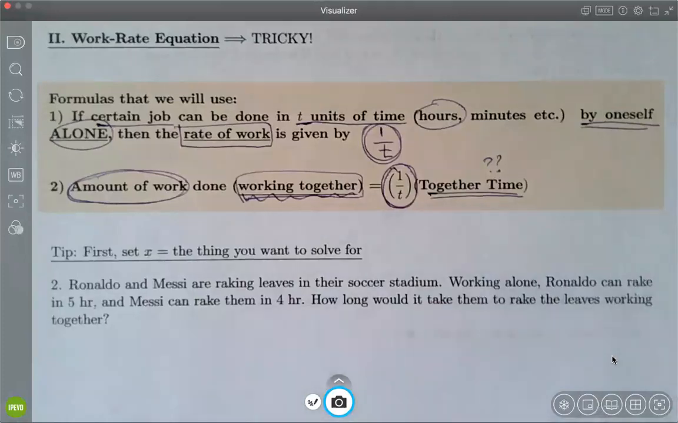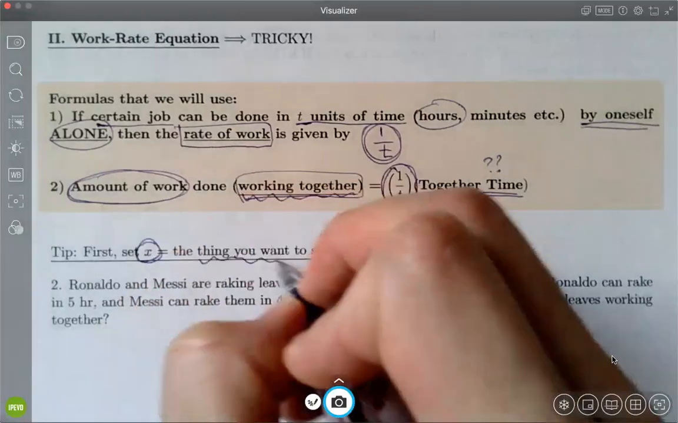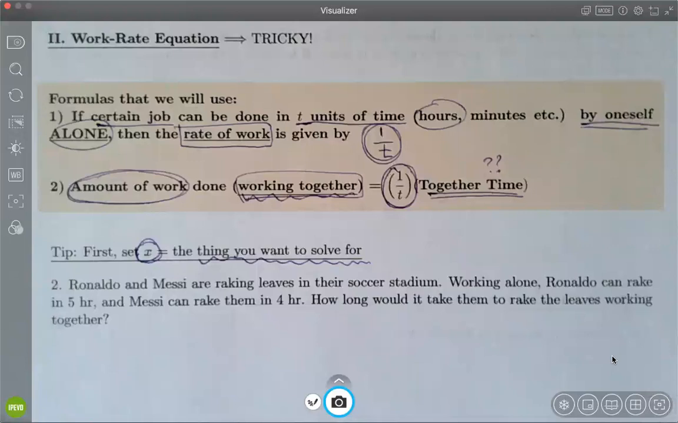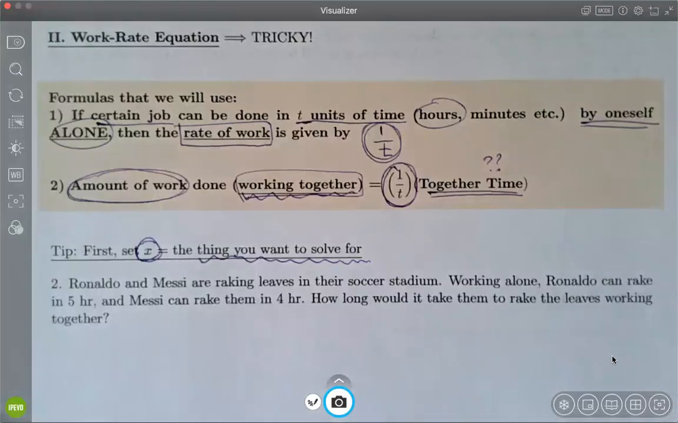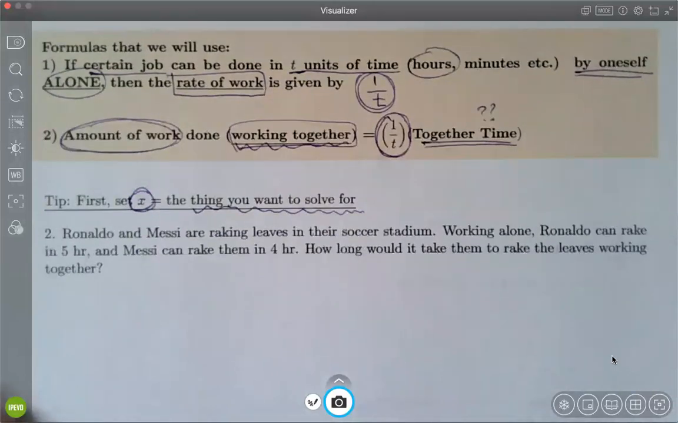Okay, there's a reason. Now, always remember that you have to set x to be the thing you are solving for. Okay, so that's the common goal, no matter what you are solving for. Okay, so now let's look at this next problem.